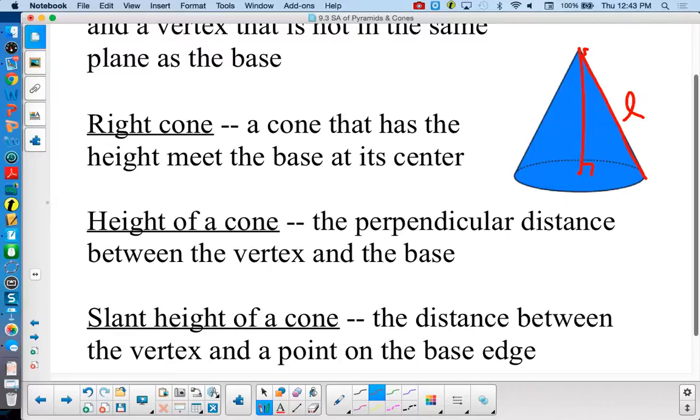There is a nice little right triangle that we might have to use at times. What's the segment called from the center of the circle to the circle? Radius. And then we've got the height going perpendicular to it, and the slant height is like the hypotenuse of that triangle. So if we need the slant height, but they gave us the perpendicular height, we should be able to find what the slant height is. The height was going perpendicular. The slant height is just going to the point on the edge of the base.